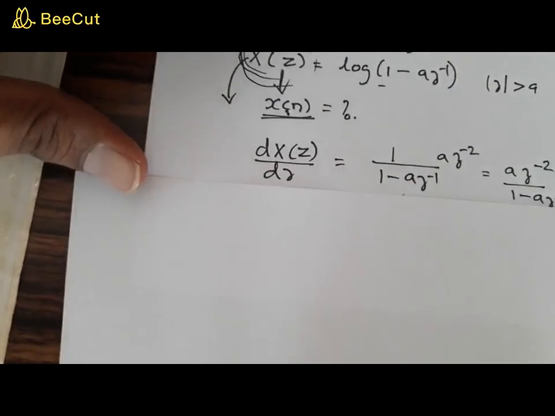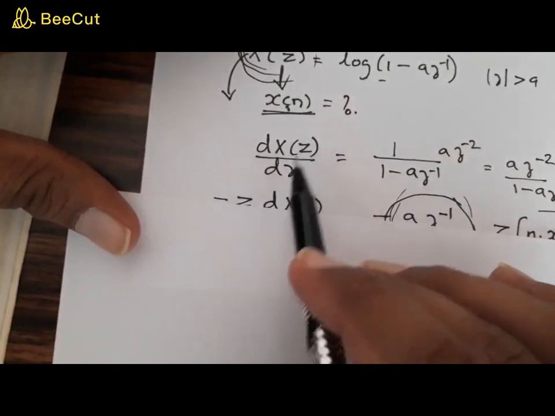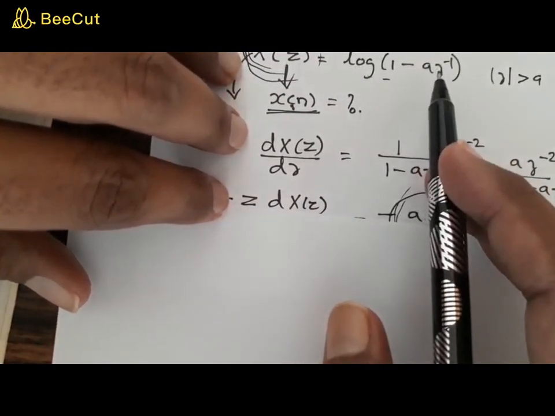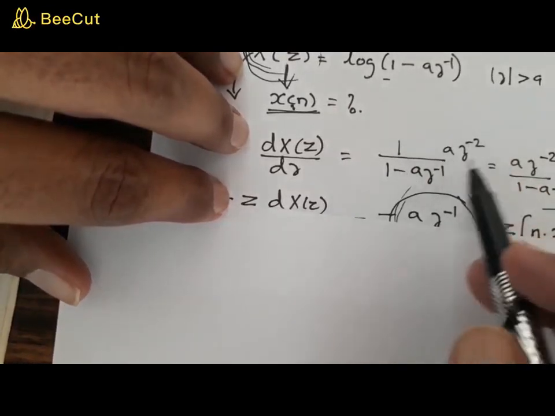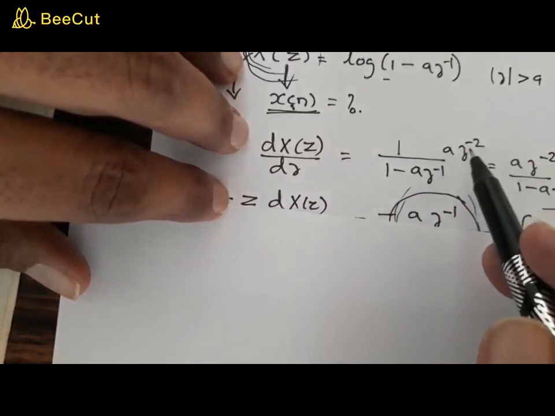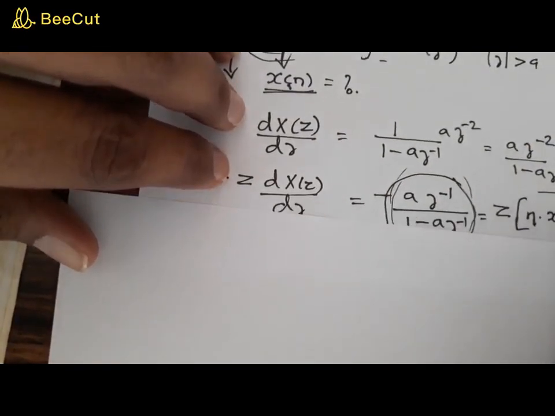Now this is a bit indirect. How to proceed with this? You can take the derivative of this, that is dX of z by dz. So what is the logarithm? Derivative of log x is 1 by x. So when you take the derivative, this is 1 by 1 minus a z inverse, and taking the derivative of the inside, it will be a into z raised to minus 2, so a into z raised to minus 2 by 1 minus a z inverse.